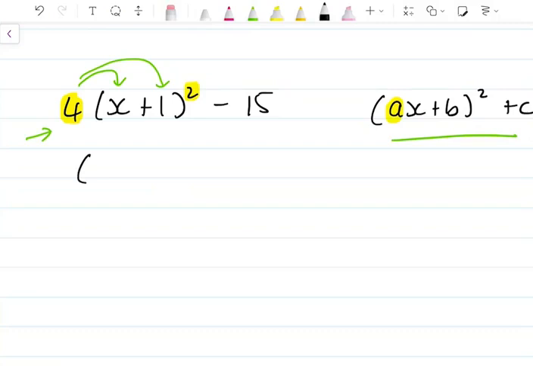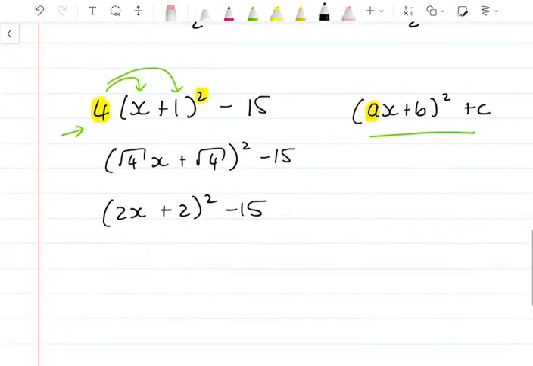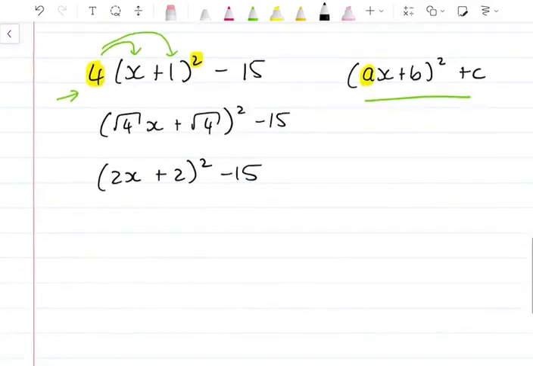So this is going to be root of 4 x plus root of 4, and we square them both, and if I simplify that, I'm going to get (2x plus 2) squared minus 15. Okay, so this is just a format, and it's very important. If we're bringing in our 4, we have to do the opposite of squaring it, which is rooting it.